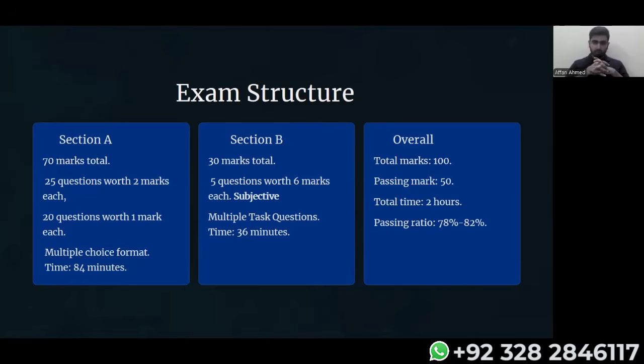Now moving on to the overall. The overall total marks are 100. The passing marks are 50. The total time is 2 hours and the passing ratio is 78 to 82%. But I would say one thing to you. Never ever look at the passing ratio for an exam before attempting. This is one of the most useless things to do, looking at the passing ratio and determining whether you will pass the exam or not.